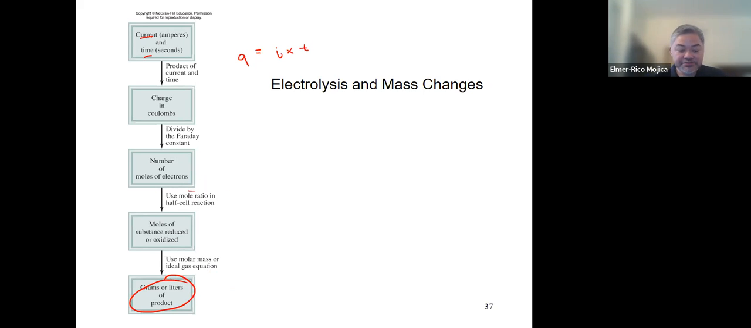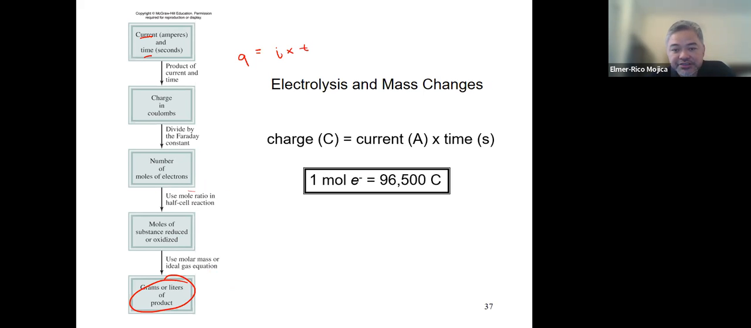So this is the one that we're going to look at. And there's a question on it in your exam next week. So you have a charge that is equal to the current times time. And then you have the so-called Faraday constant. The Faraday constant is the charge that you have in 1 mole of electrons.